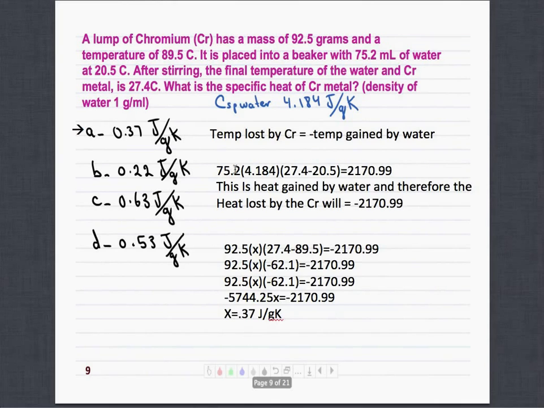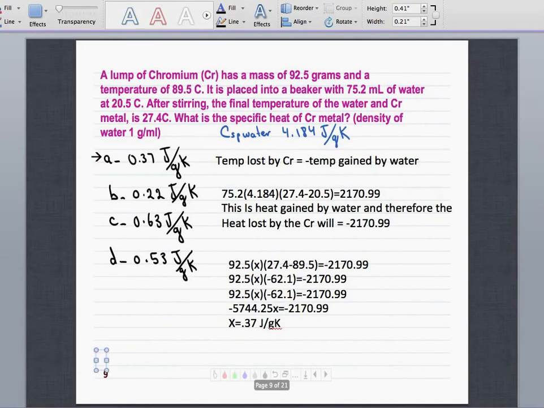Now the mass of chromium is 92.5 grams. I'm looking for the specific heat capacity of chromium, times T final minus T initial, which is 27.4 minus 89.5, equal to minus the mass of water I just calculated, 75.2 grams, times the specific heat capacity of water, 4.184 joules per gram Kelvin, times T final minus T initial, 27.4 minus 20.5.